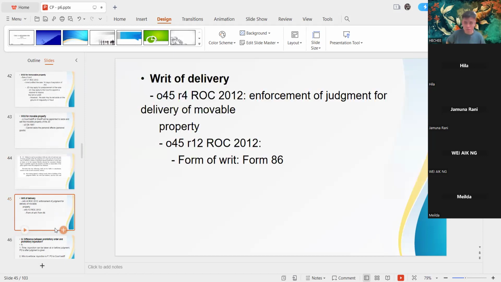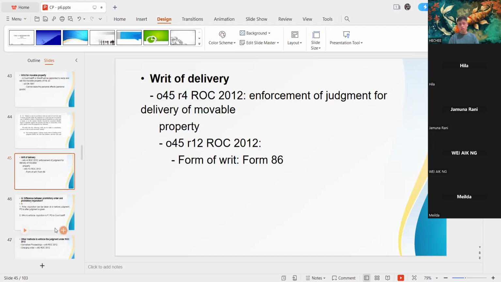Okay, we come to the writ of delivery. A writ of delivery is to enforce the judgment for the delivery of movable property. It is given under Order 55, Rule 12, and these are the rules that you have to comply with.